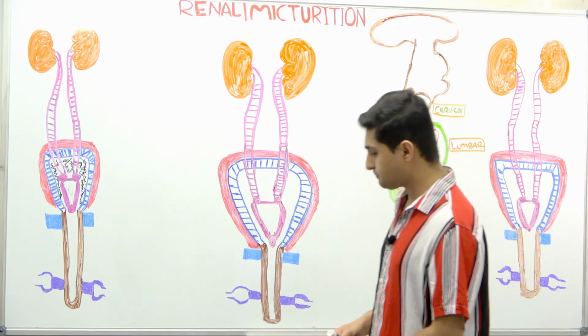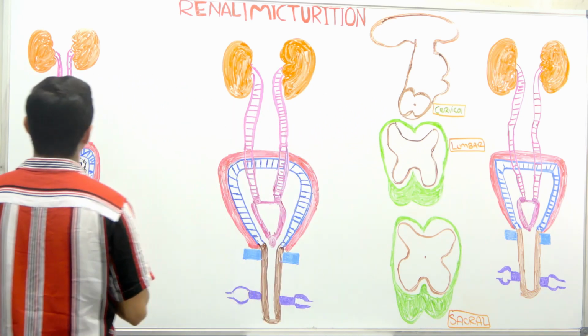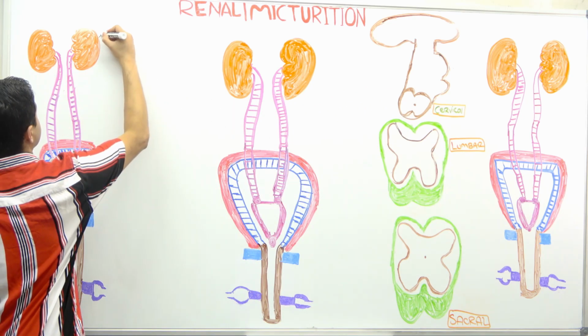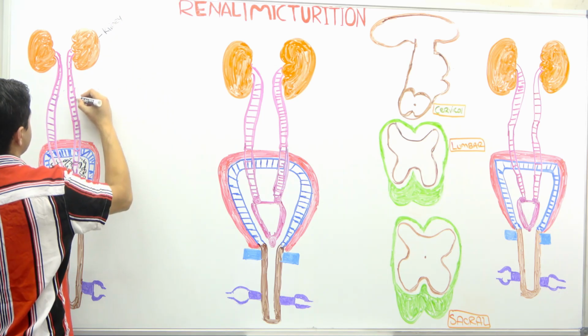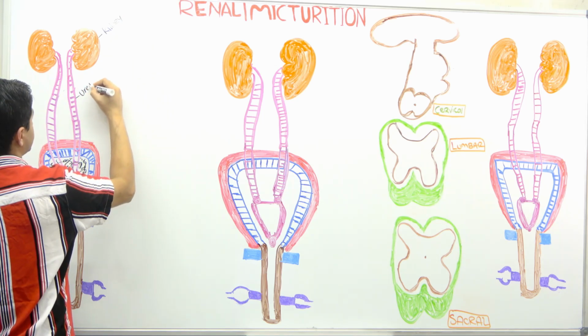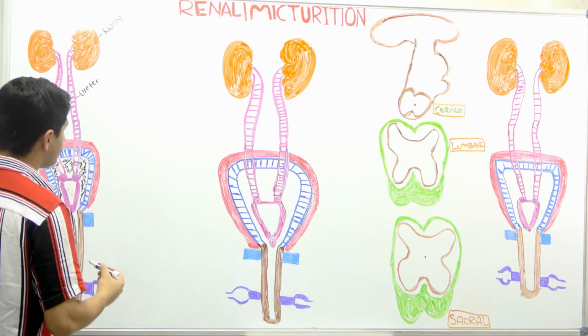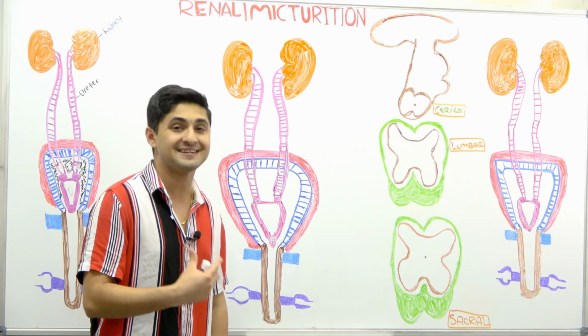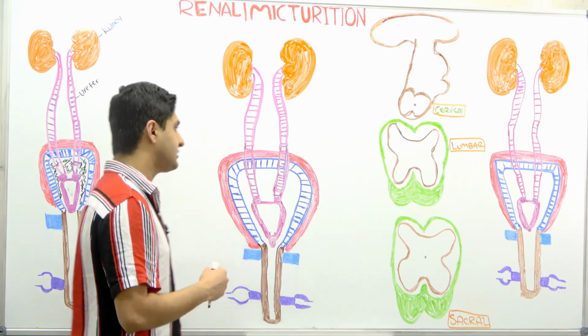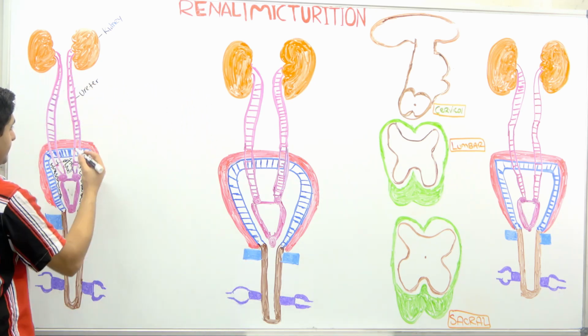Okay, so now, let's quickly label this. This is going to be your kidney, as you guys know, and this is going to be your ureter. That's what it is. Whenever we talk about micturition, we need to discuss the anatomy, so let's talk about that first. So this is going to be the ureter.